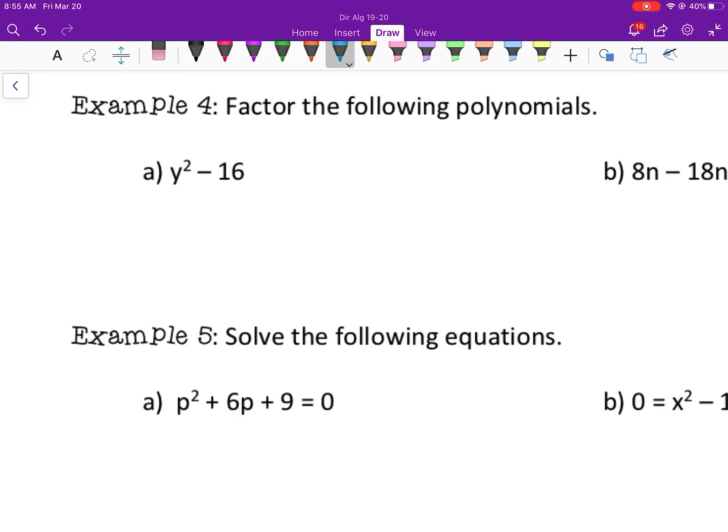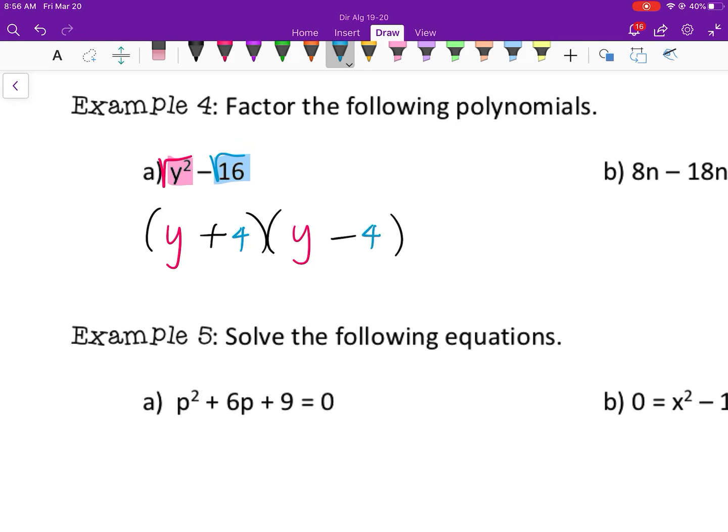So in example 4, we know we have dots because we have A, no GCF, and B, 2 things that we can square root. So we're going to set up our parentheses, 1 plus 1 minus, and then to find out what goes first, we square root our first term. Square root of y squared is just y. To find out what goes last, we square root our last term. What is the square root of 16? It's 4.